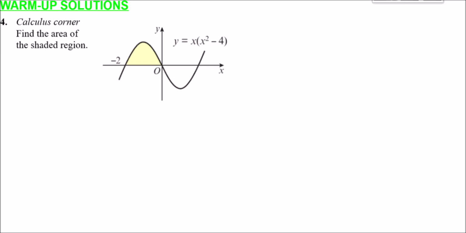Finally, question 4, calculus corner, which is going to be a permanent fixture. Calculate the area of the shaded region. And so we've got here this curve, which is y equals x brackets x squared minus 4. We should know that now that to calculate the region bounded between the x-axis and a curve, it's the integral between the boundaries, which in this case is between minus 2 at the lower end and 0 at the higher end, of this curve with respect to x.